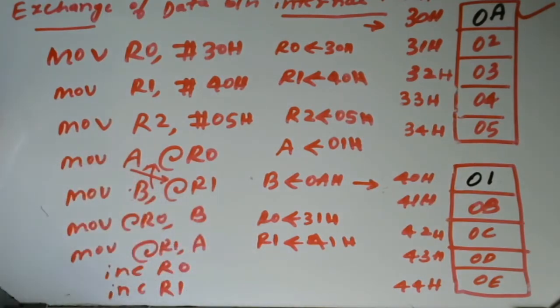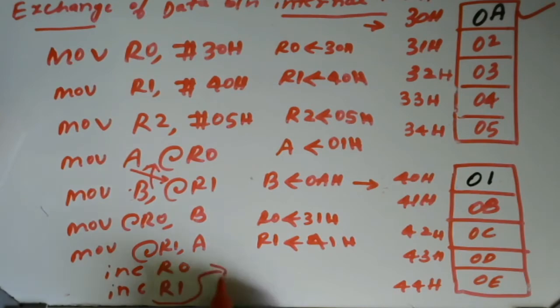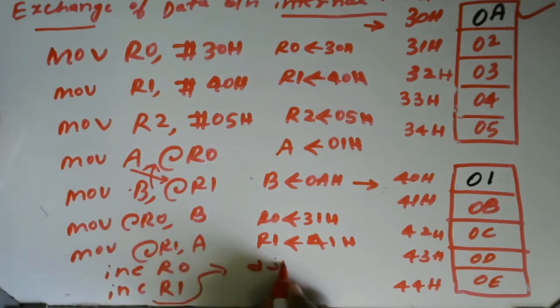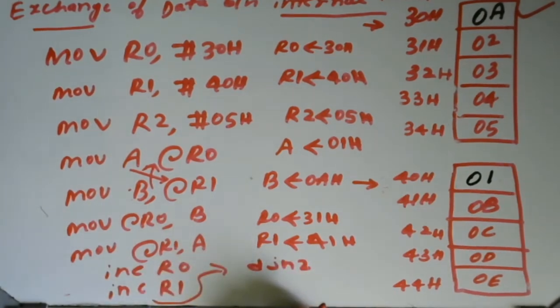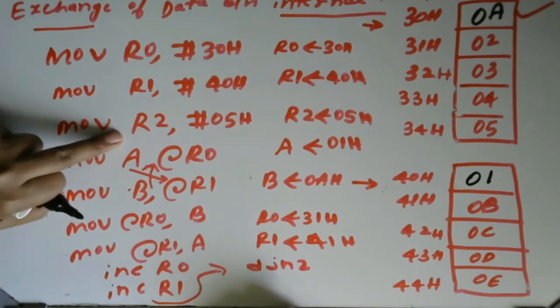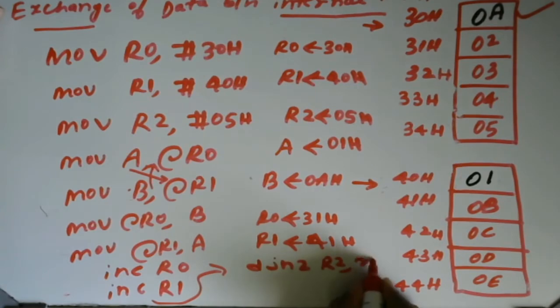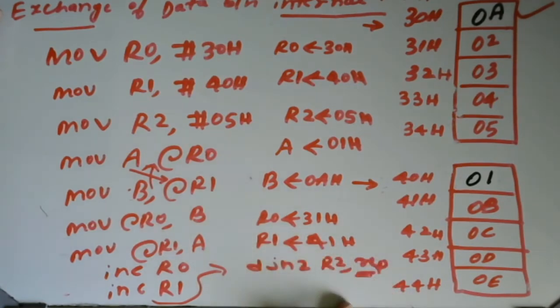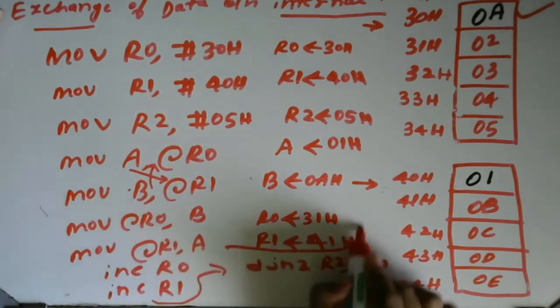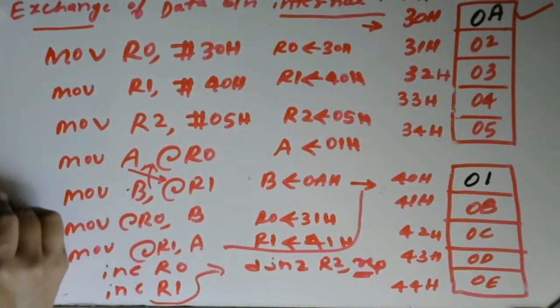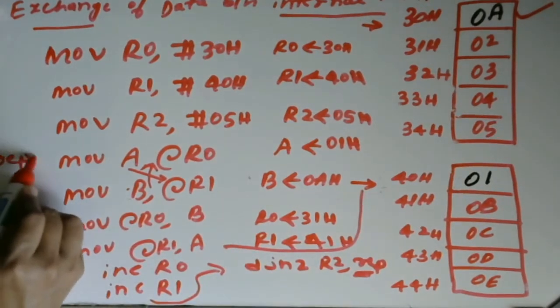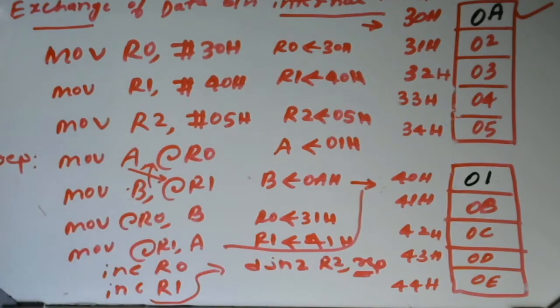For that we can use the instruction DJNZ, and the register we have used as a counter is R2. So DJNZ R2, repeat, right? This is the label. This label should go to the instruction that is MOV A, @R0.